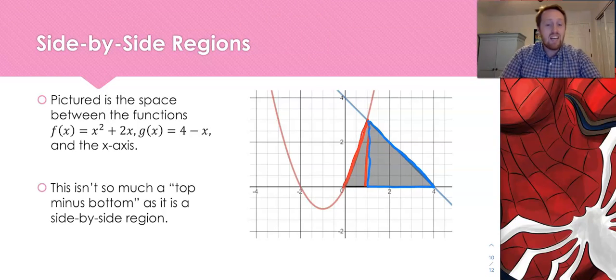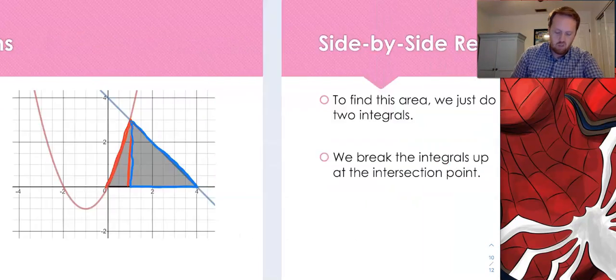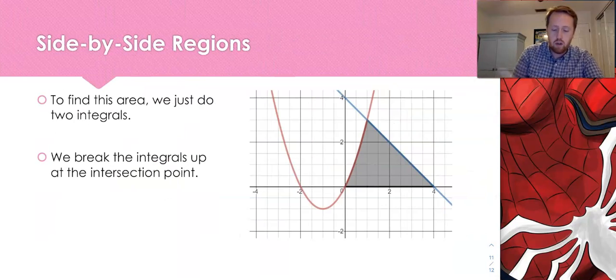Right? So we've actually done something like this before. You just probably didn't realize it's what we were doing. You just break it up at the boundary, right? So that's where it's basically where the function changes definition. You break it up, which is what it's going to say over here. To find the area, you're just going to do two integrals.